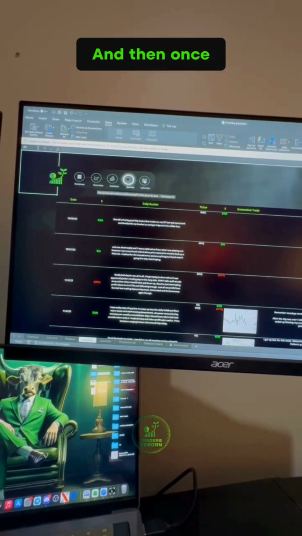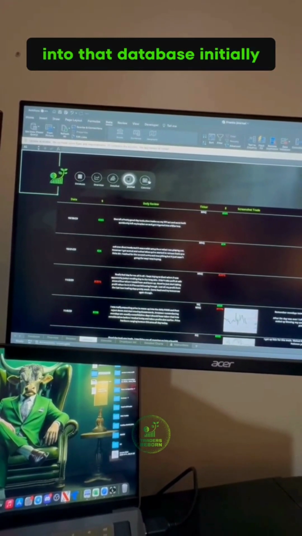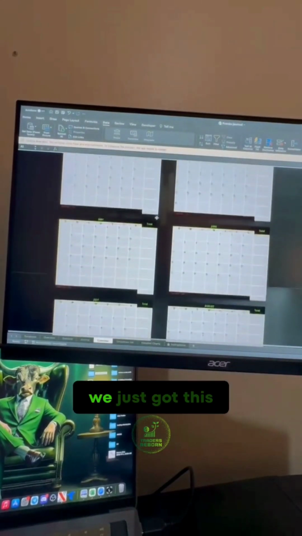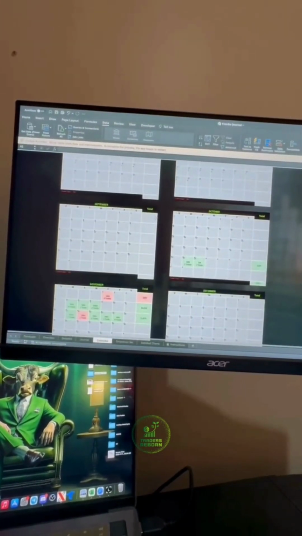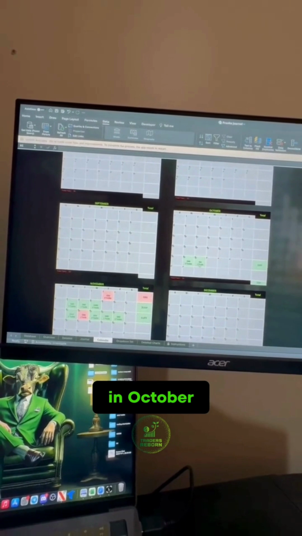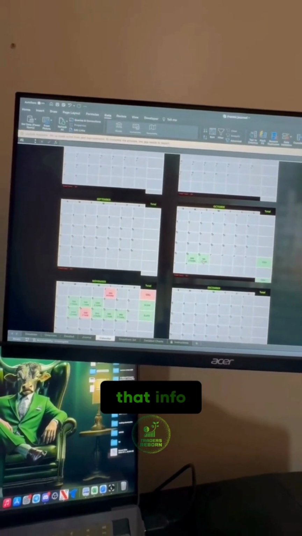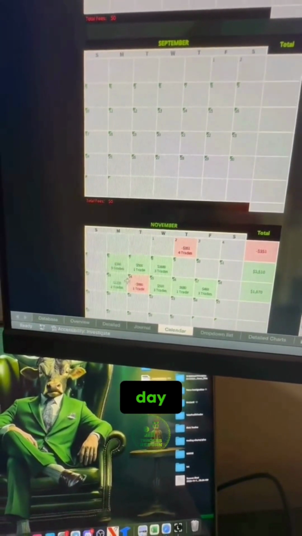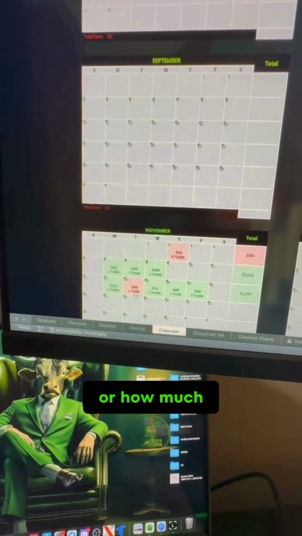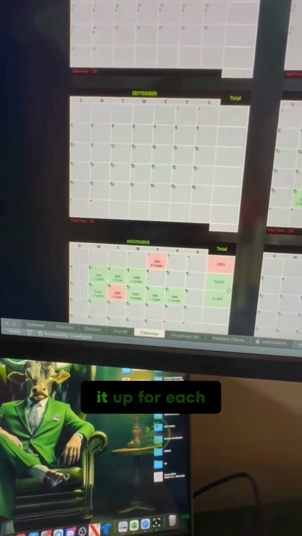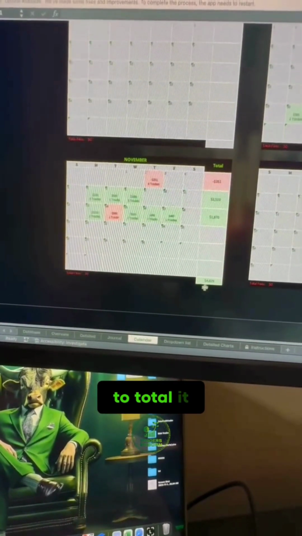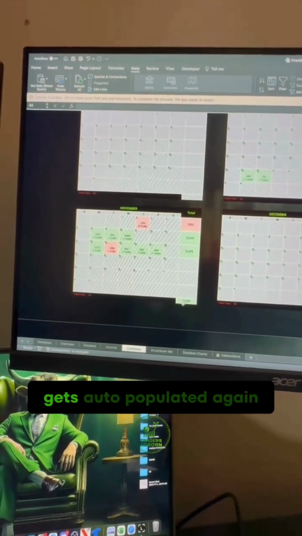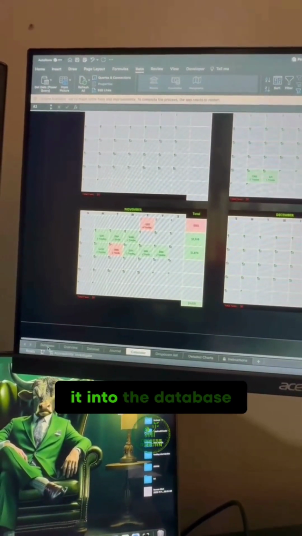And then once you enter your stuff into that database initially, it's also going to put it into the calendar over here. We just got this made, so I just started recording my trades here in October. But when you enter that info, it's going to tally them up so you can see how many trades you took each day, how much you made, or how much you lost. It's going to total it up for each week, and then it's going to total it up for the month down here as well for you. All of this stuff gets auto-populated again once you enter it into the database.